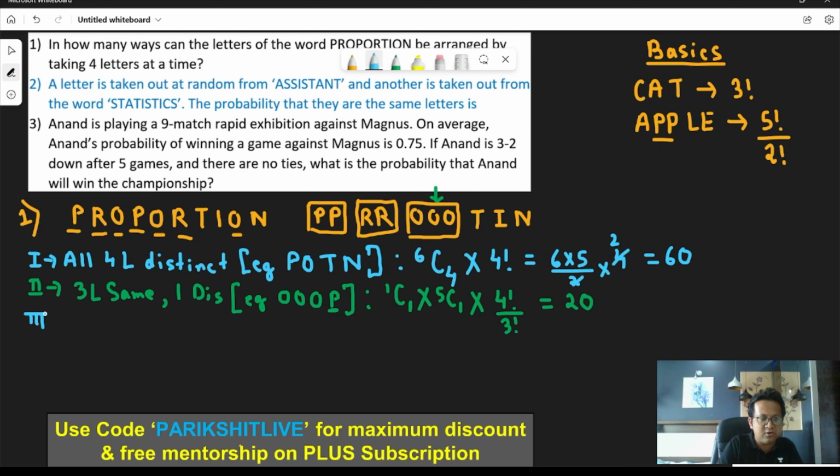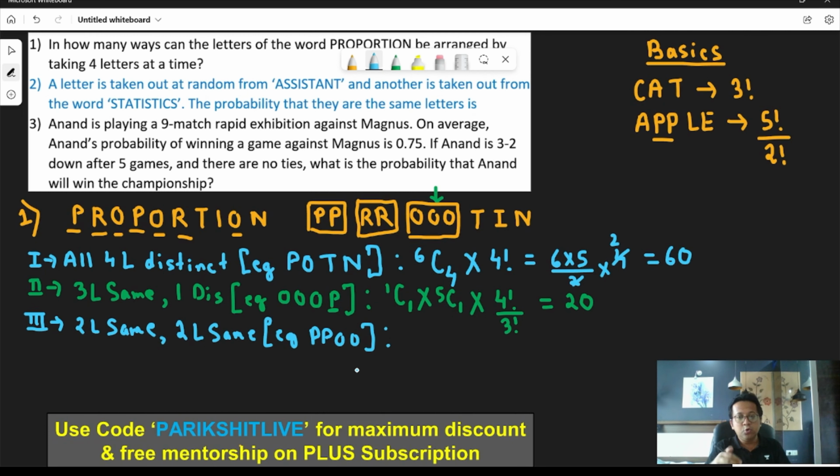So for scenario 3, think about it. What can be scenario 3? 2 letters same, and again 2 letters same. As an example, it could be PPOO. This can be a scenario, right? 2 letters same, 2 letters same. Correct? So how many options do you have?